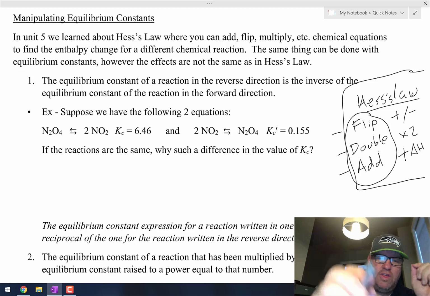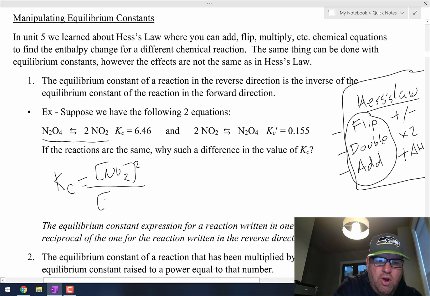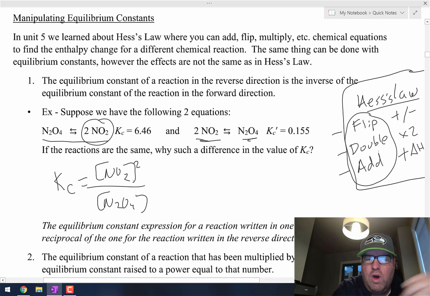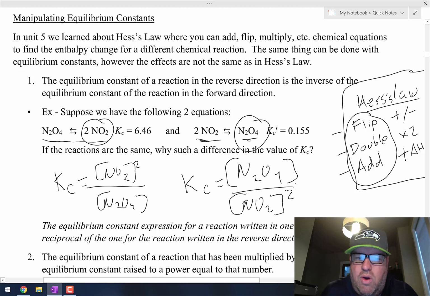So if you think about it, here's a forward reaction. N2O4 is in equilibrium with two NO2s. And obviously, the equilibrium constant expression is going to be the concentration of NO2 squared over the concentration of N2O4. So if we flip that equation and we make the two NO2s the reactants, and this the product, what do you do with the equilibrium constant? Well, of course, you write it the same way, but now N2O4 is the product, so it's going to go on the top, and the NO2 squared is going to go on the bottom.